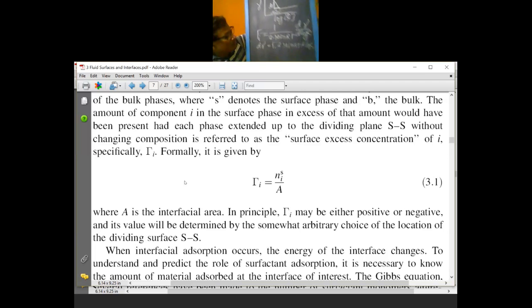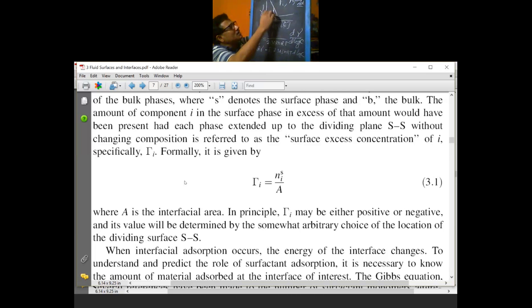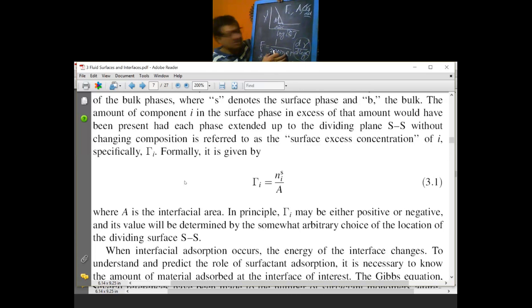So if I make a plot of gamma against log c, its slope is d gamma by d log c. If I know d gamma by d log c, then I can simply determine the surface excess, by dividing d gamma d log c by 2.303 nRT. Clear? Let us go to that in brief.